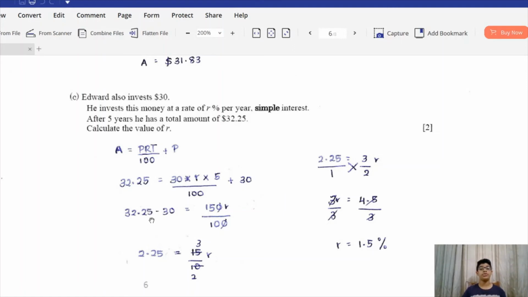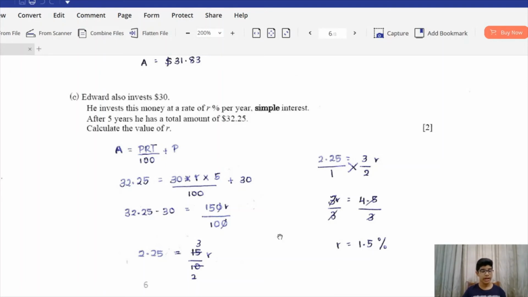We're going to move this 30 onto the other side. So 32.25 minus 30 is equal to, and we're going to multiply this. 30 times 5 times R, 150 R over 100. And that is equal to 2.25 is equal to 15 over 10 R. Simplify that. 2.25 is equal to 3 over 2 R. Cross multiply, and we should get that 3R is equal to 4.5. We're going to isolate R, divide by 3 on both sides, and we should get R is 1.5%.